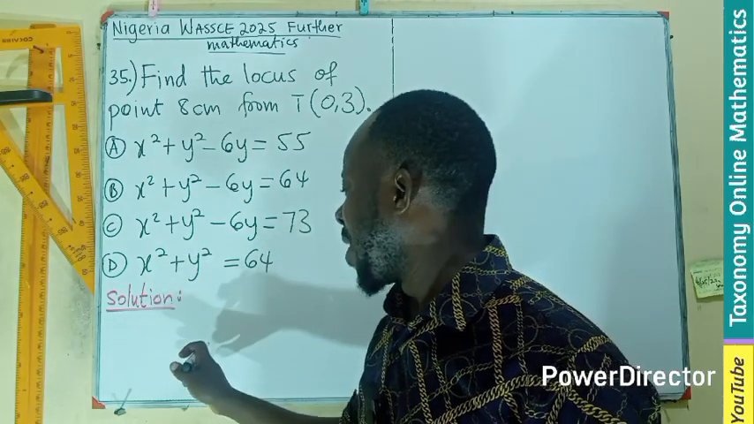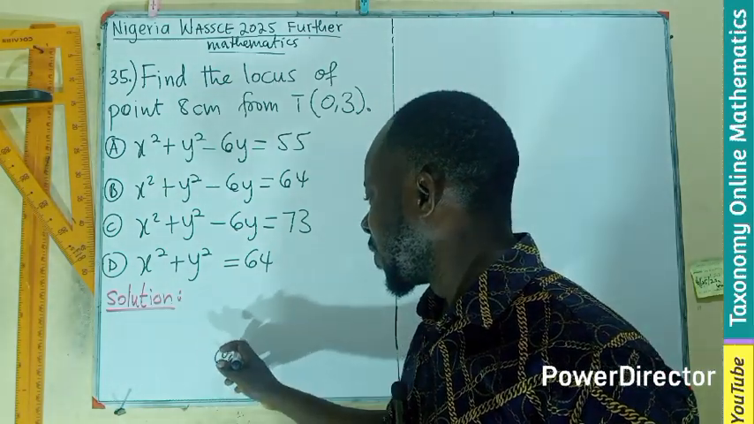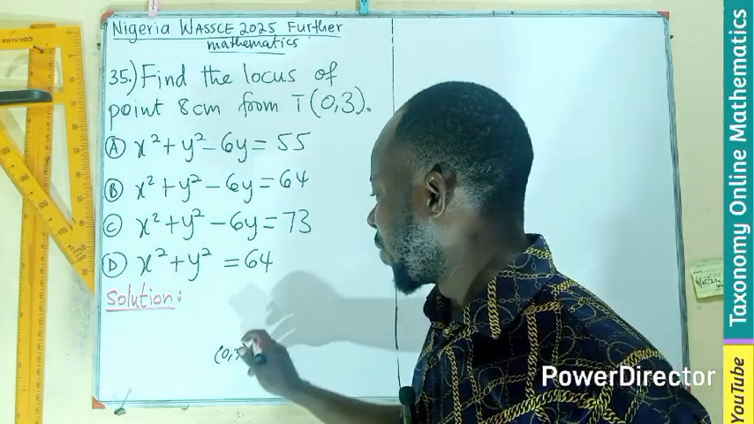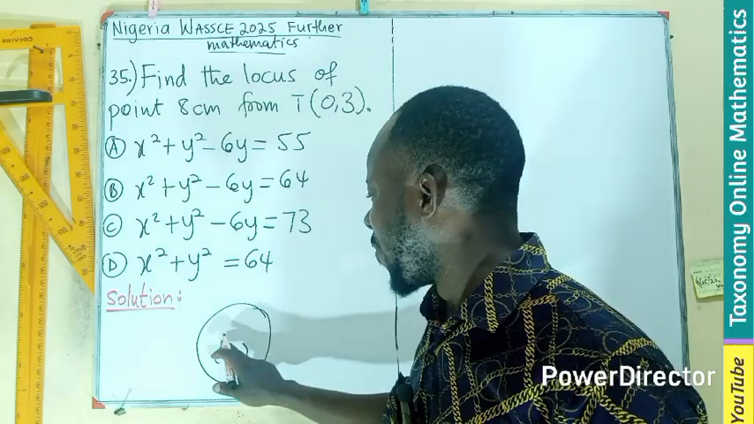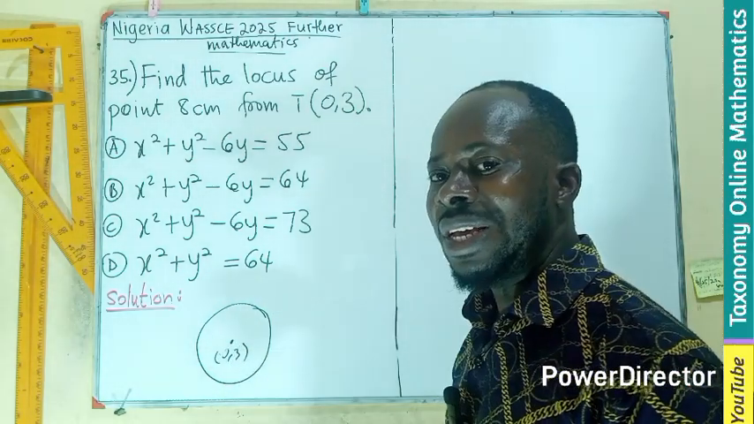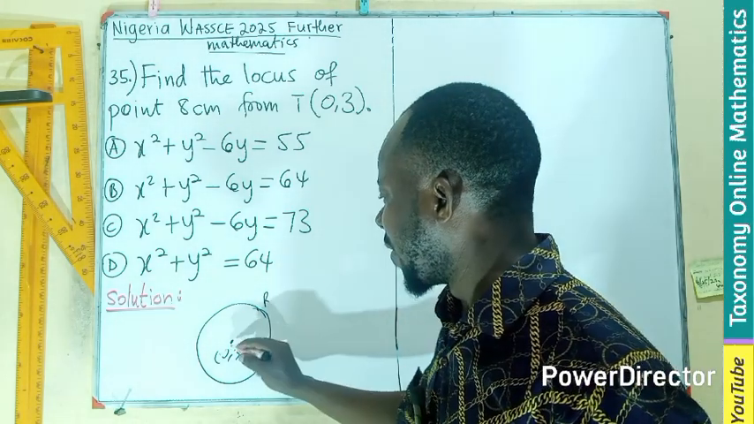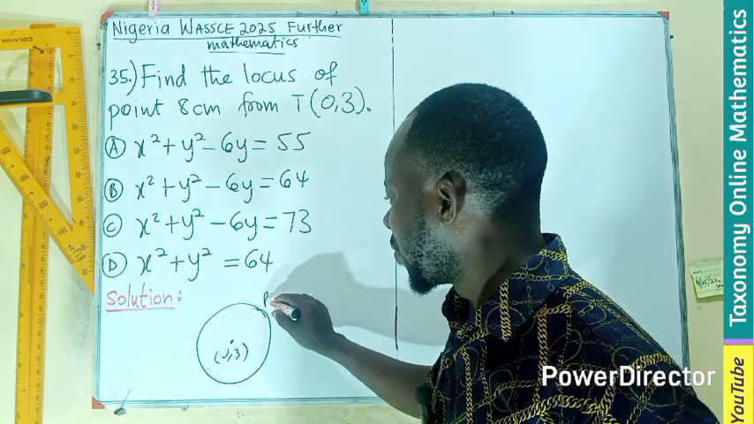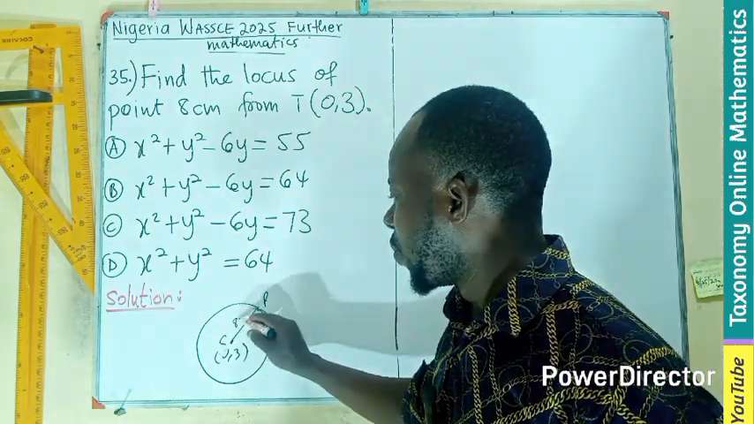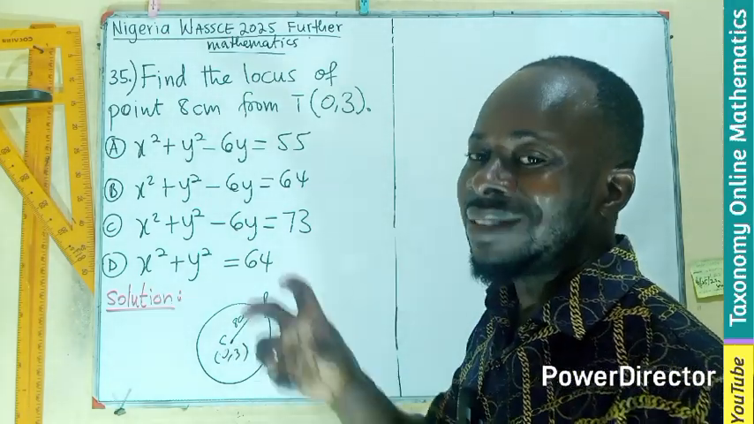So if I have my point here, (0, 3), then I am having 8 centimeters away. It could be here, it could be here. So that will mean that I am looking for a circle where the center is going to be (0, 3). Then the point 8 is here. Let's say point P is here and C is at the center. The line from here will give you the 8 centimeters as the radius. So the radius is given, the center is given.